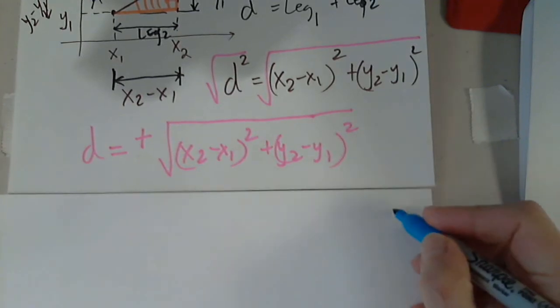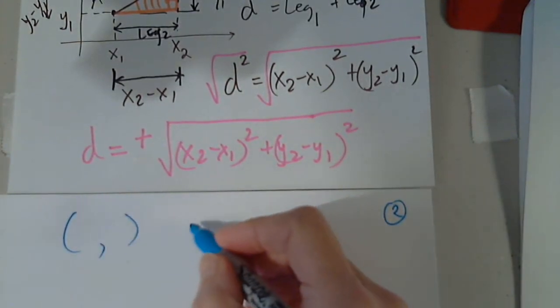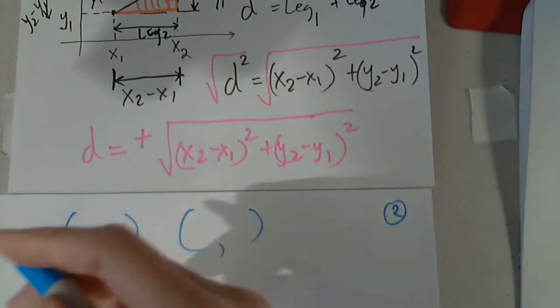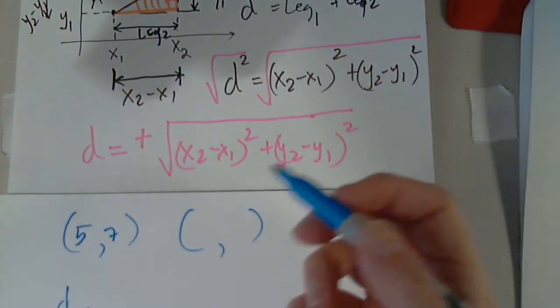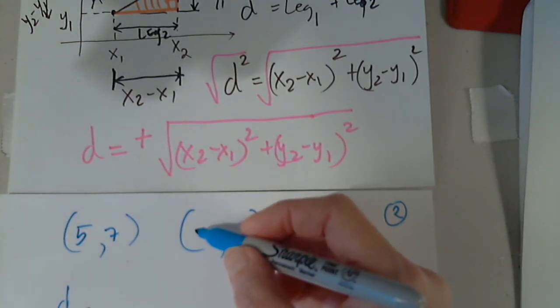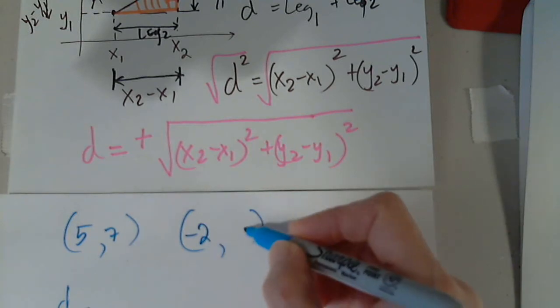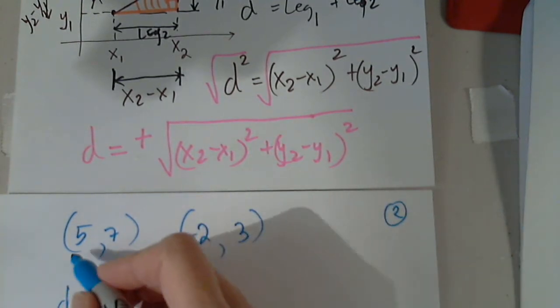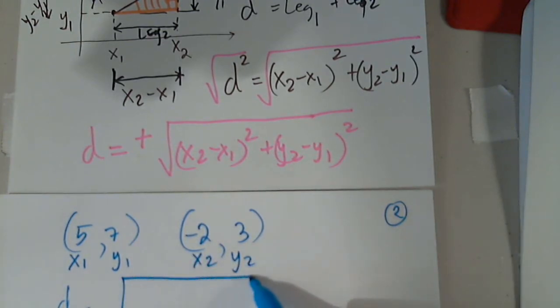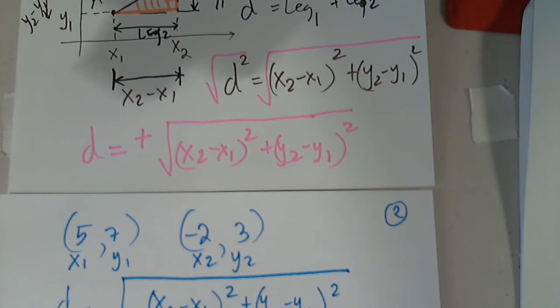Okay. Give me two ordered pairs. Any two ordered pairs, and let's find the distance. 5, 7. Some negatives, or one negative at least. Okay, and negative 2, 3. Excellent. I will denote them x1, y1, x2, y2. I will write the formula: x2 minus x1, everything squared, plus y2 minus y1, everything squared.